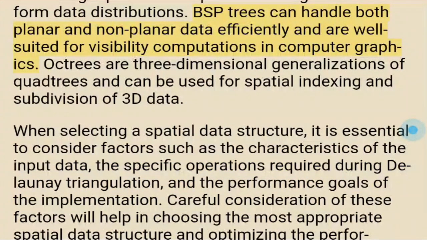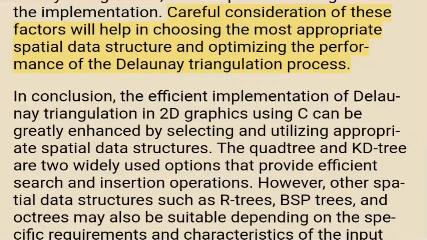BSP trees can handle both planar and non-planar data efficiently and are well suited for visibility computations in computer graphics. Octrees are three-dimensional generalizations of quad trees and can be used for spatial indexing and subdivision of 3D data. When selecting a spatial data structure, it is essential to consider factors such as the characteristics of the input data, the specific operations required during Delaunay triangulation, and the performance goals of the implementation.